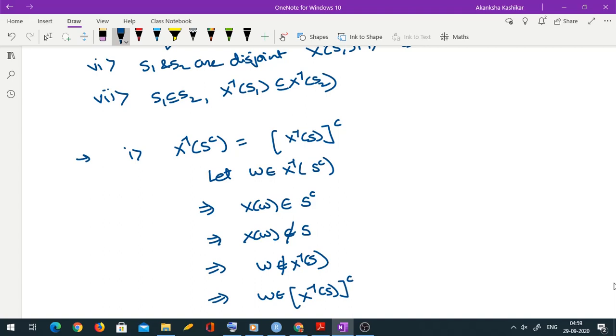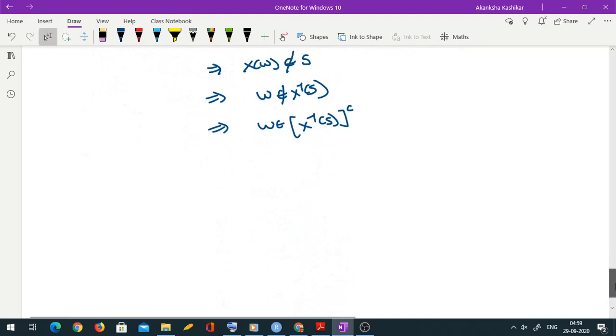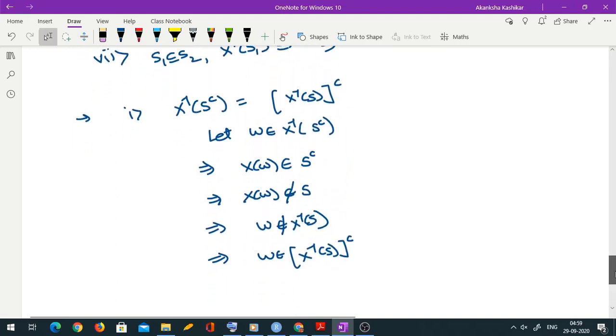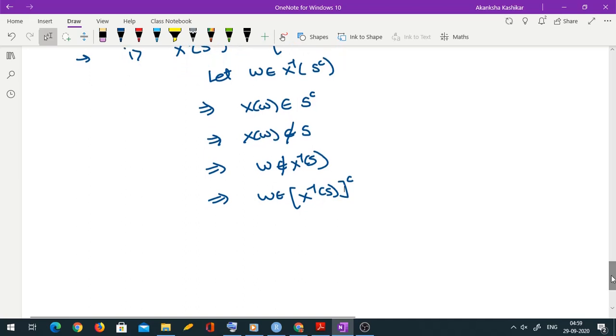Is it okay? So we have proved that x inverse of S complement is a subset of x inverse of S whole complement. We have to go the reverse way by following the exact same argument. So you start with this omega, then you get this, and so on.